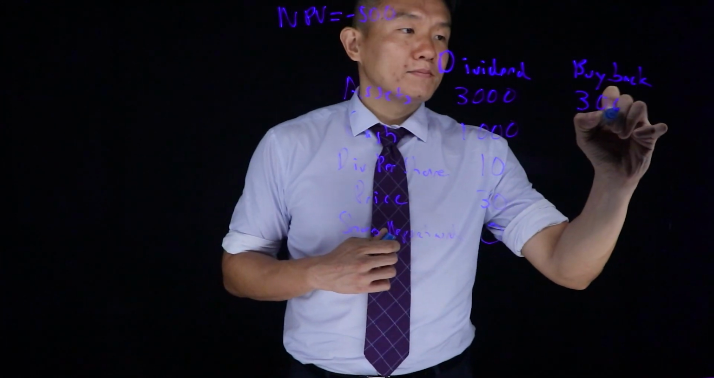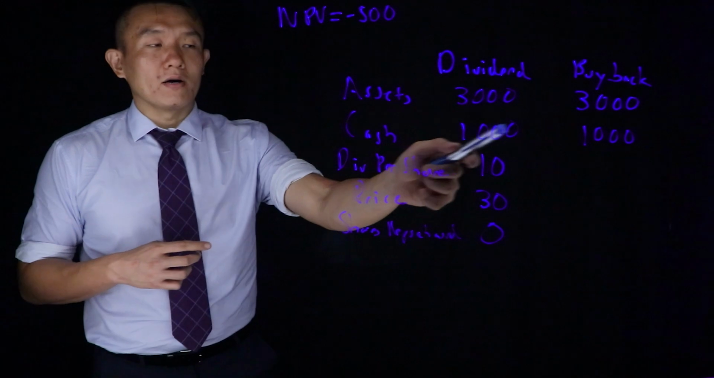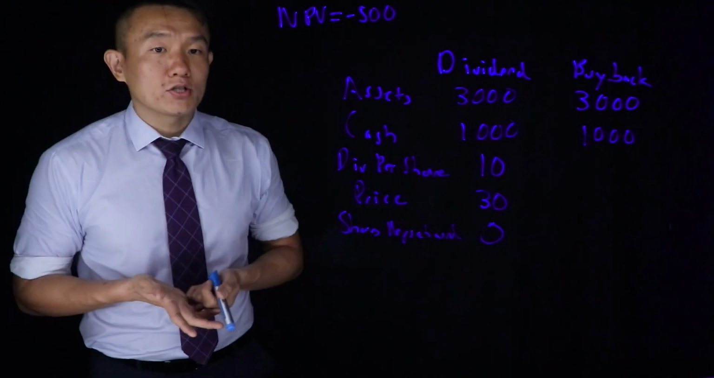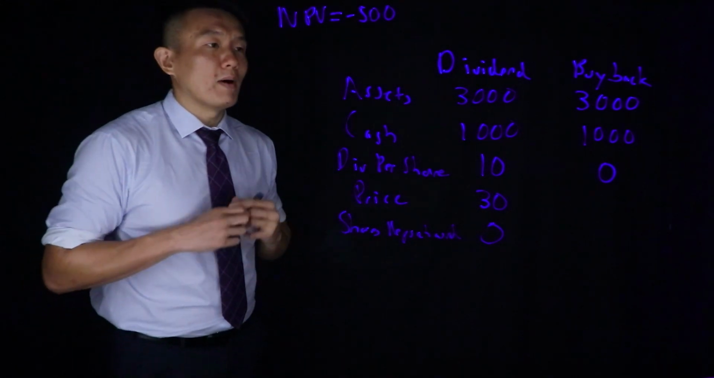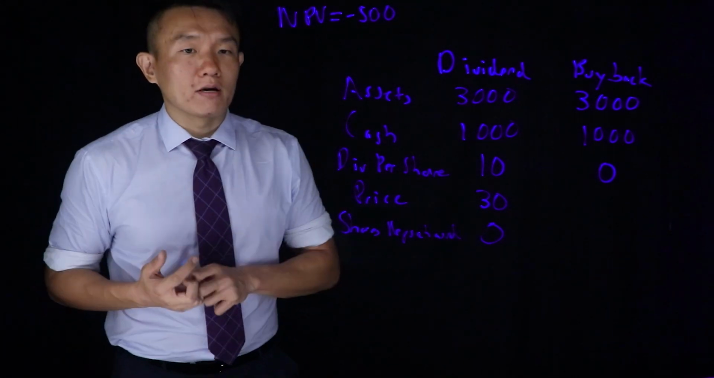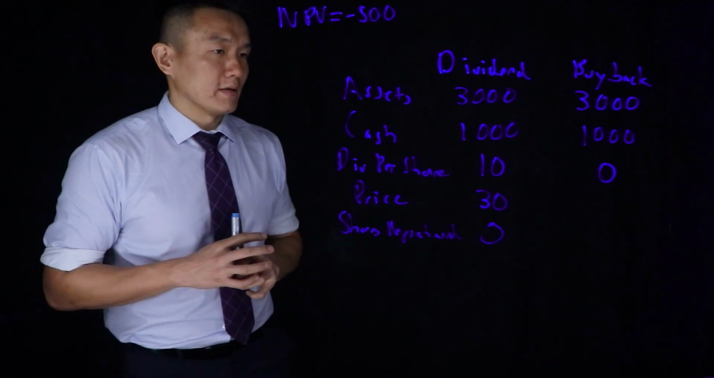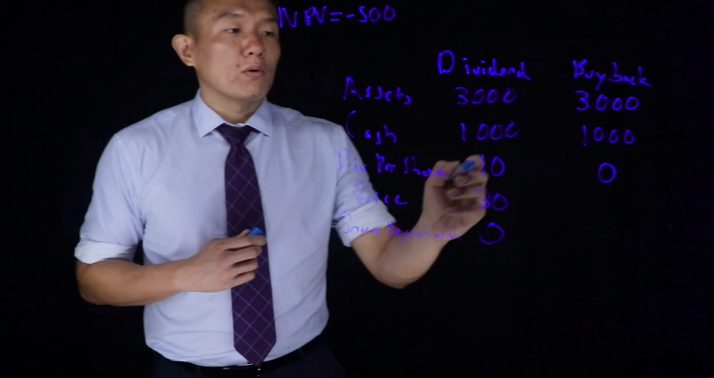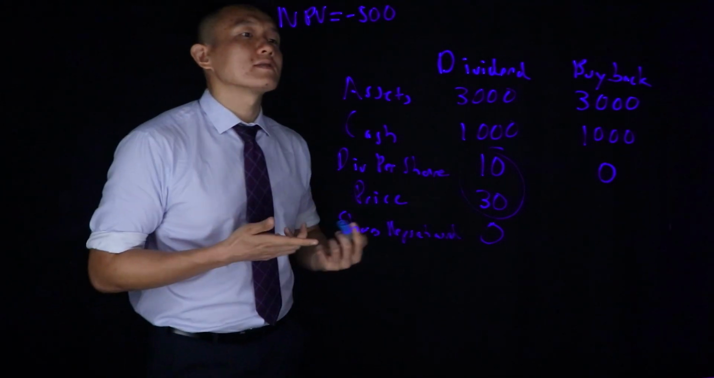So instead, what it could do is use this 1,000 to buy back shares. So rather than paying a dividend, it's going to buy back some of its shares from investors. So what's the buyback price going to be? Well, once again, we want to use the principle that the payoff to shareholders should be the same, right?